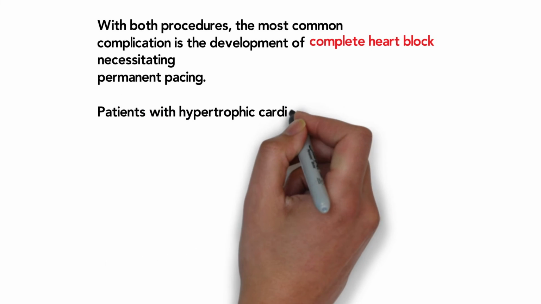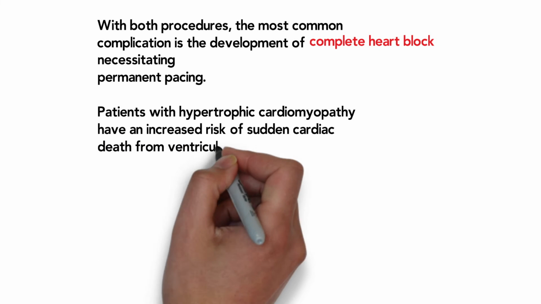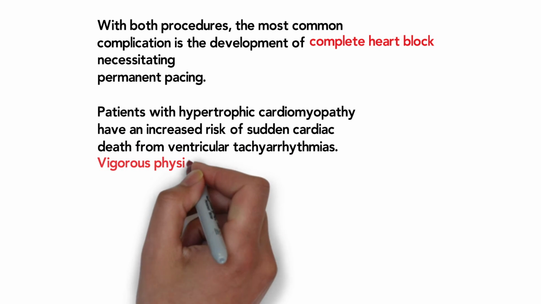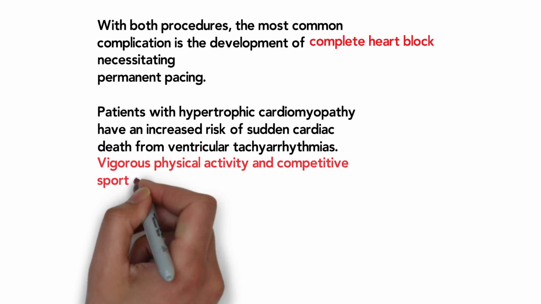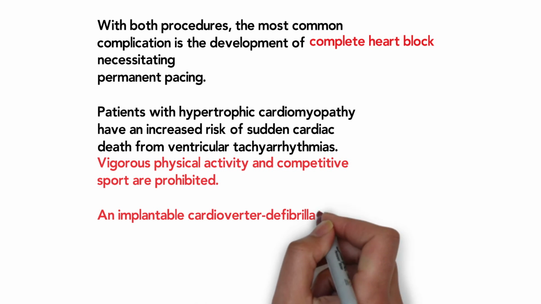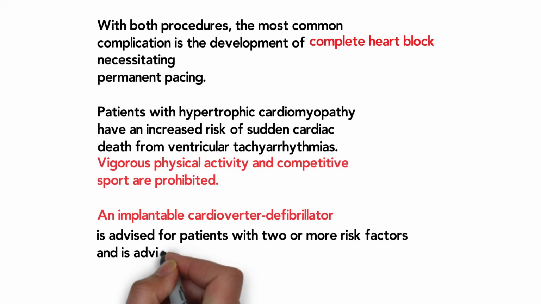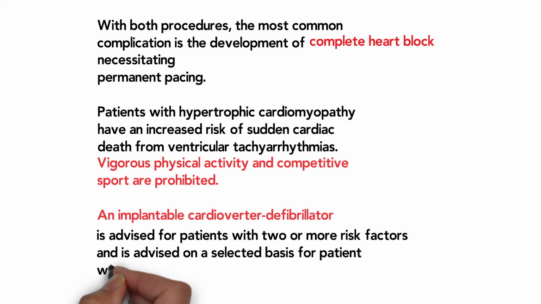Patients with hypertrophic cardiomyopathy have an increased risk of sudden cardiac death from ventricular tachyarrhythmias. Vigorous physical activity and competitive sport are prohibited. An implantable cardioverter defibrillator is advised for patients with 2 or more risk factors and is advised on a selected basis for patients with 1 risk factor.